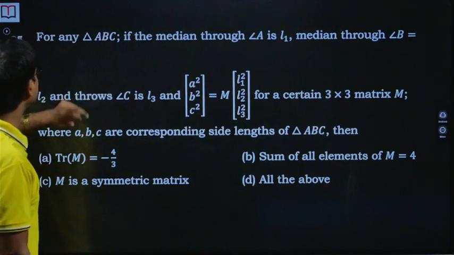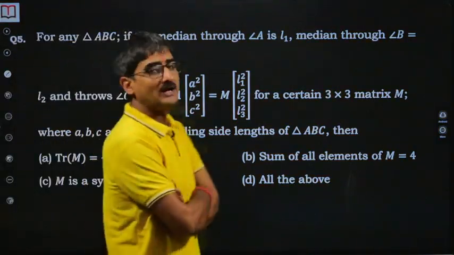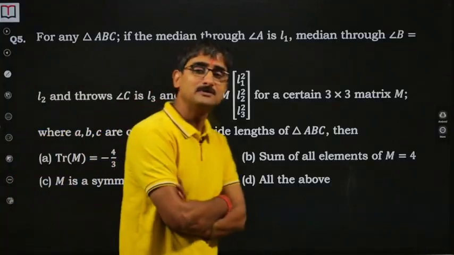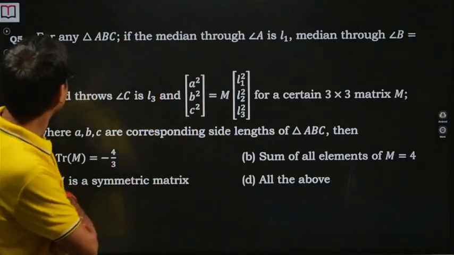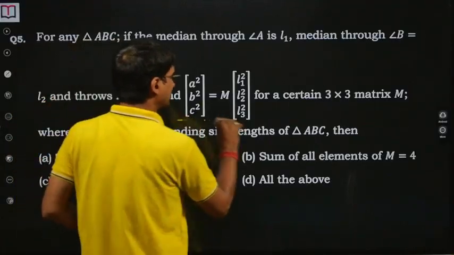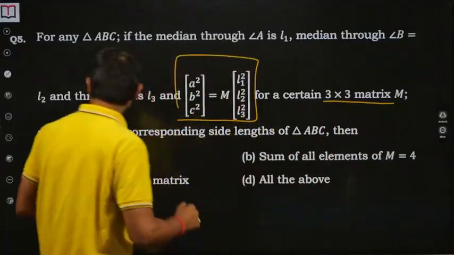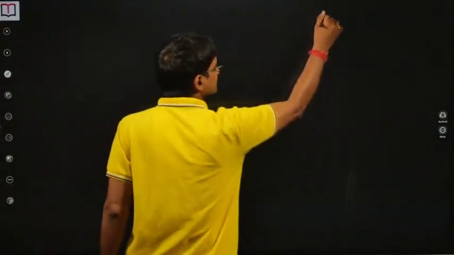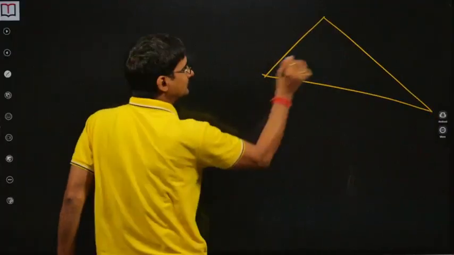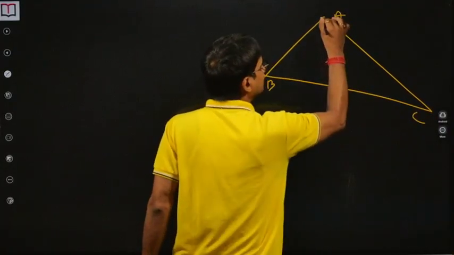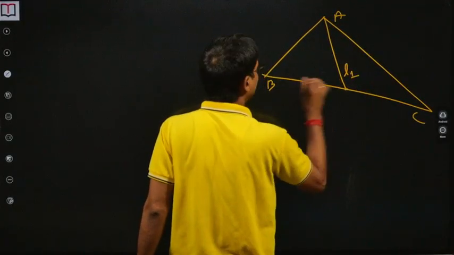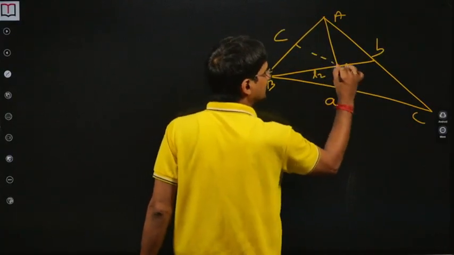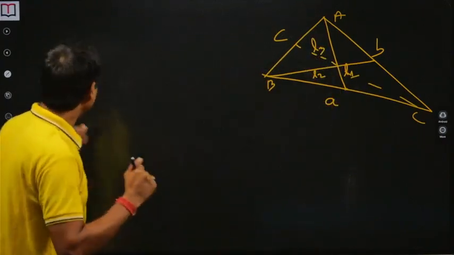Okay, now moving to the next question. In a triangle ABC, the median through vertex A, passing through the midpoint of the opposite side, is L1, through B is L2, through C is L3, and this is given for some 3 cross 3 matrix M. A, B, C are the corresponding side lengths of the triangle. Then what? Okay, so this is the situation for us. So this is L1, similarly this might be L2, this is A, this is B, this is C, and this is nothing but L3.